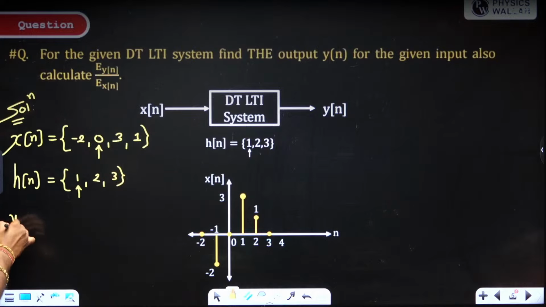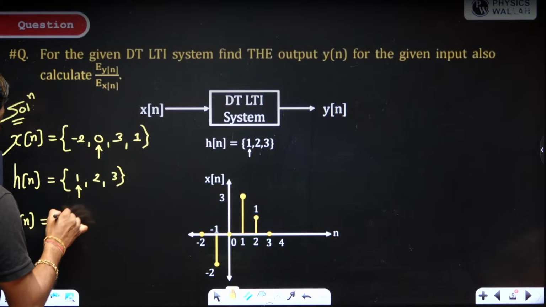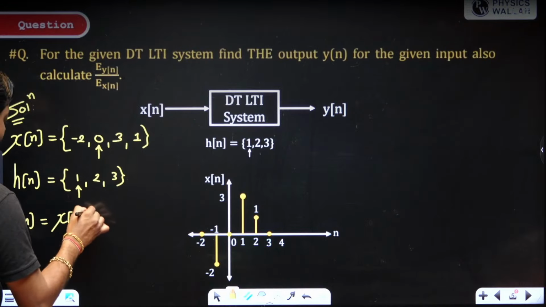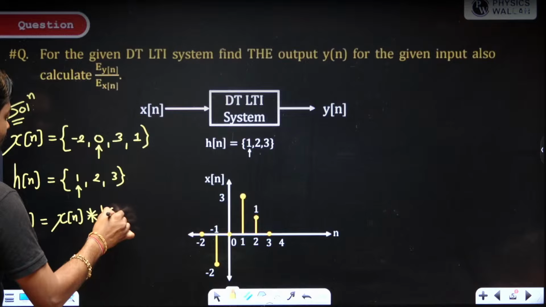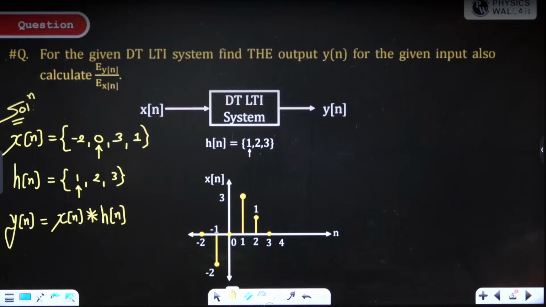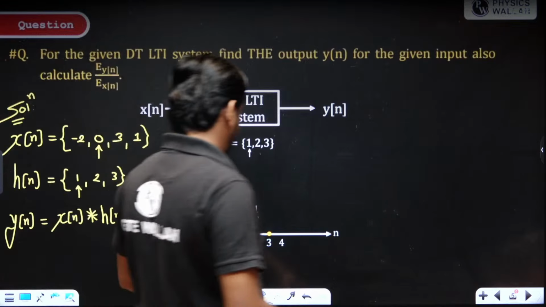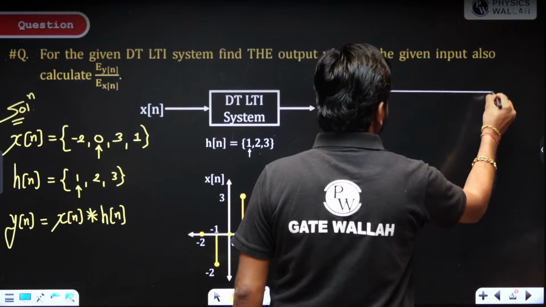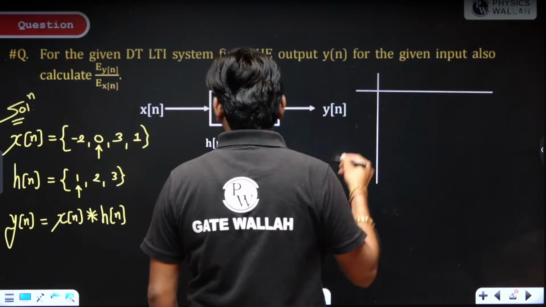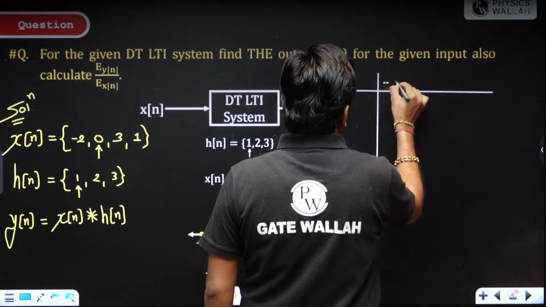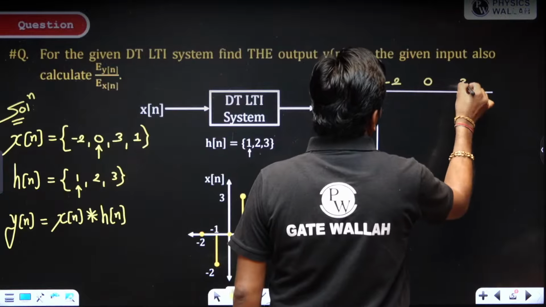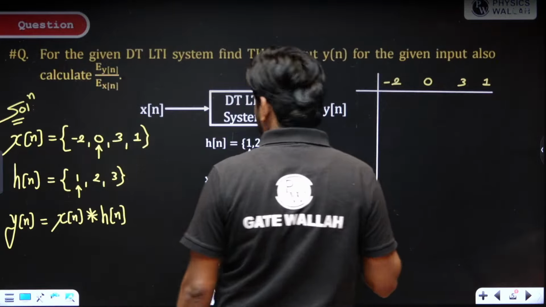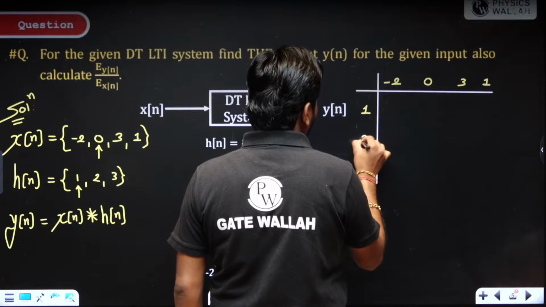Again, output y of n is equal to the convolution of input signal x of n and h of n, right? So how to find the convolution between two signals? You can use the table method. Here you can write x of n: -2, 0, 3 and 1. Here you can write h of n: 1, 2, 3.